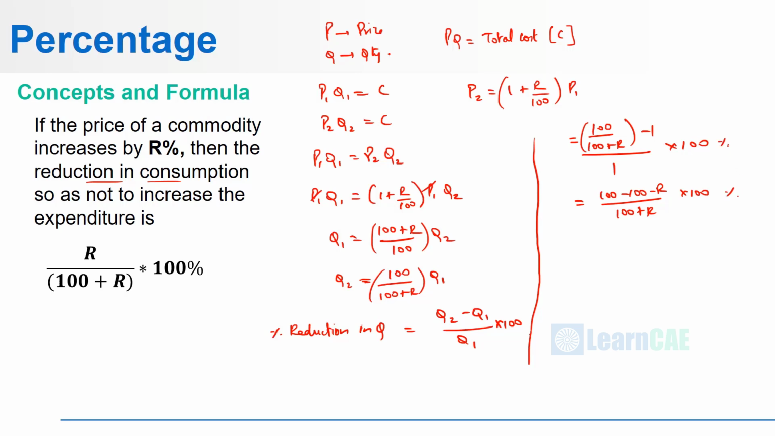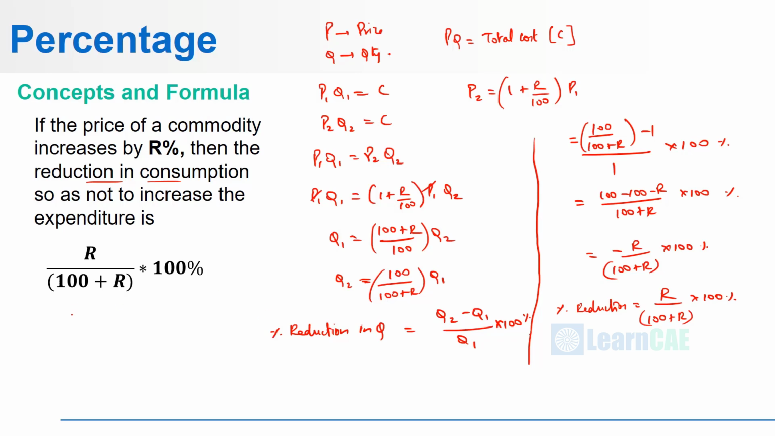This is a percentage. Therefore this will be equal to minus R by (100 plus R) into 100 percent. So this negative represents that we have to reduce the consumption. Therefore, the percentage reduction is equal to R by (100 plus R) into 100 percent. Similarly, if the price is decreasing, then the percentage consumption will be increasing. Therefore, the denominator will have 100 minus R. Other than that, the concept remains the same.